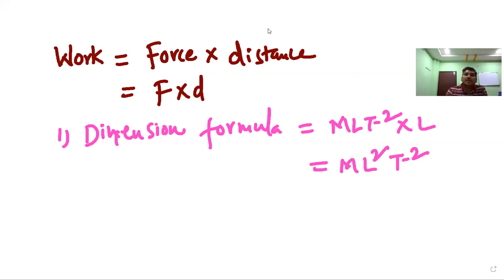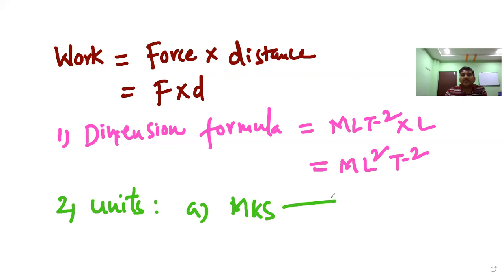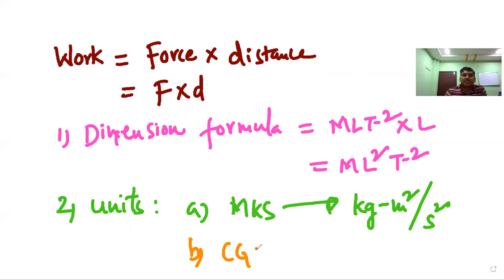Okay. And coming to its units. If you know the dimension formula, you can easily write the units. In the MKS system, what are the units? Mass kg, length meter square, per second square. Similarly, in the CGS system, mass grams and centimeter square per second square. MKS and the CGS. Clear?